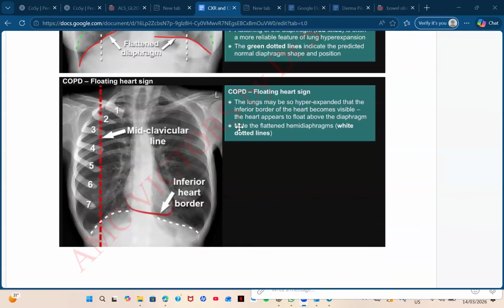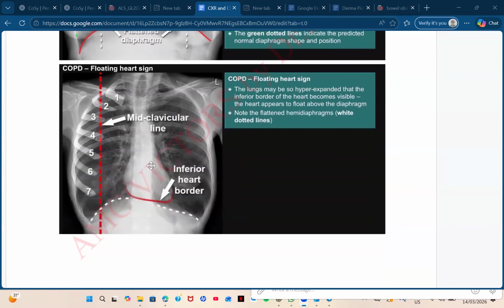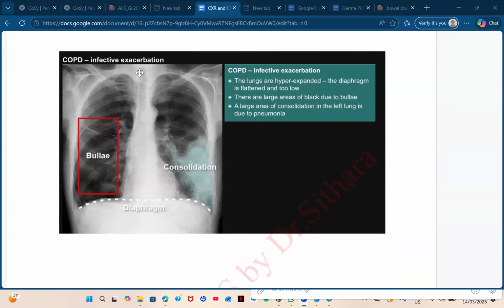Here, COPD flow. No need to get an idea about this one. You know the main features. And here, COPD infective exacerbation. Now tell me, what is the criteria for starting antibiotics in COPD exacerbation? Yes, barrel chest can also be seen. You are correct, doctors.